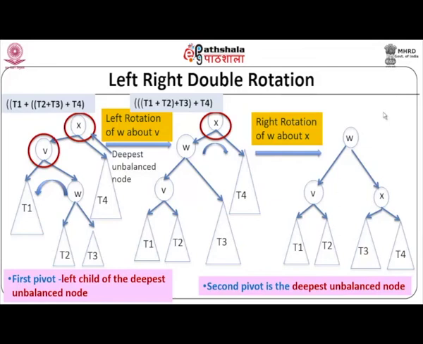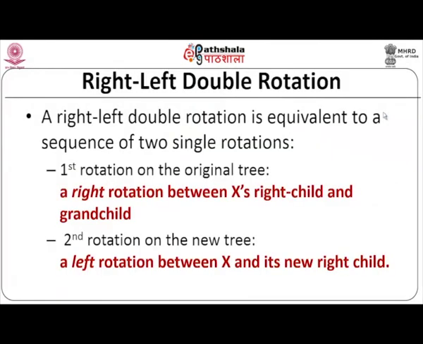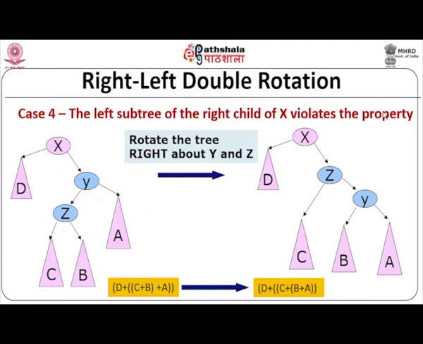This is the left right double rotation, and now you have the tree as T1 plus T2 plus T3 plus T4. Now, the right left rotation, here right left rotation is equivalent to the sequence of two single rotations. First rotation is a right rotation of x's right child and the grandchild, and second rotation is a left rotation between x and its new right child. So, again similar to what we did before. So, we can just go a little fast.